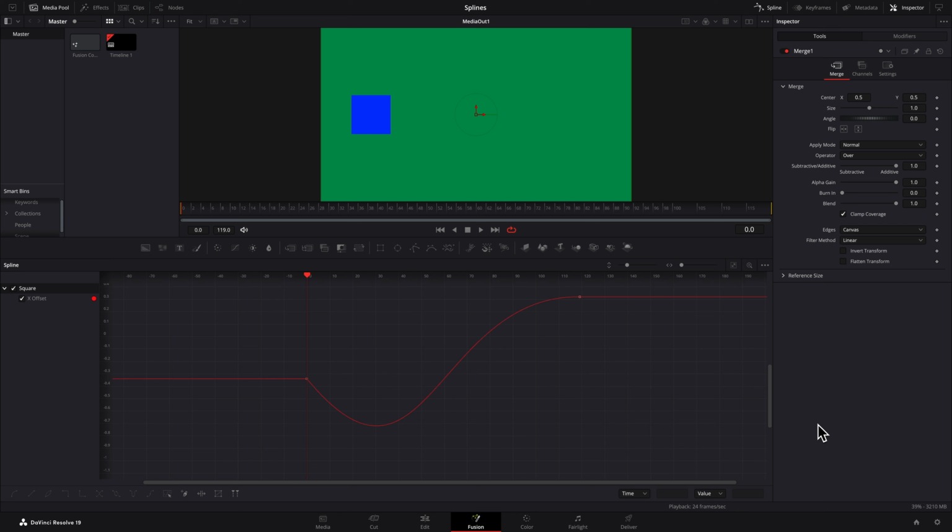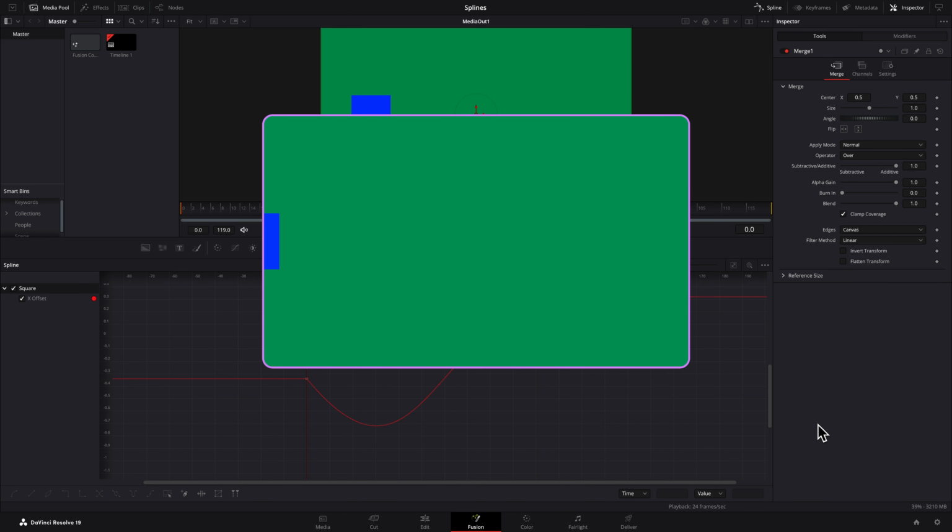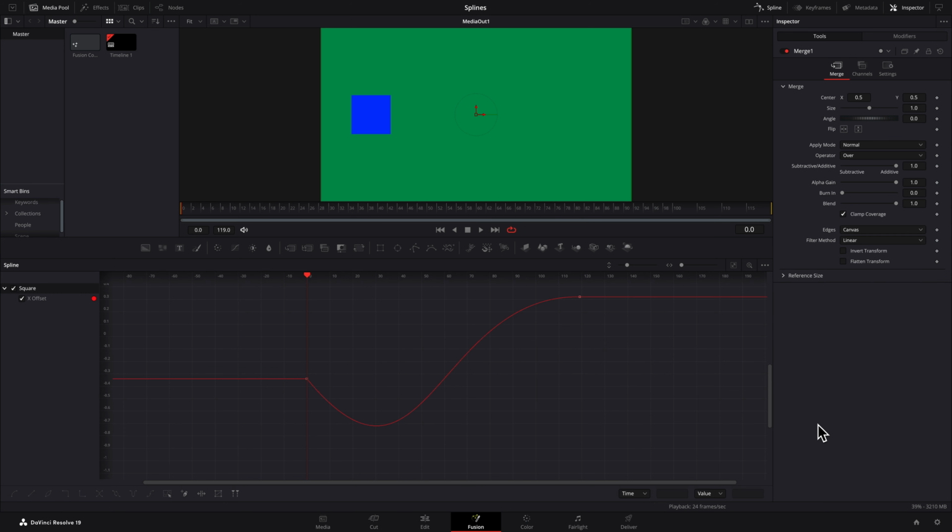Now, how would we shape the spline so the square moves further to the right at the end before moving back to its final position? Do we need to increase the value of X offset at the end or decrease it? We have to increase it because increasing it causes the square to move to the right. So how would we shape the spline to make X offset increase at the end? Would we slope it upwards or downwards? To increase the value of X offset, we have to slope the spline upwards.